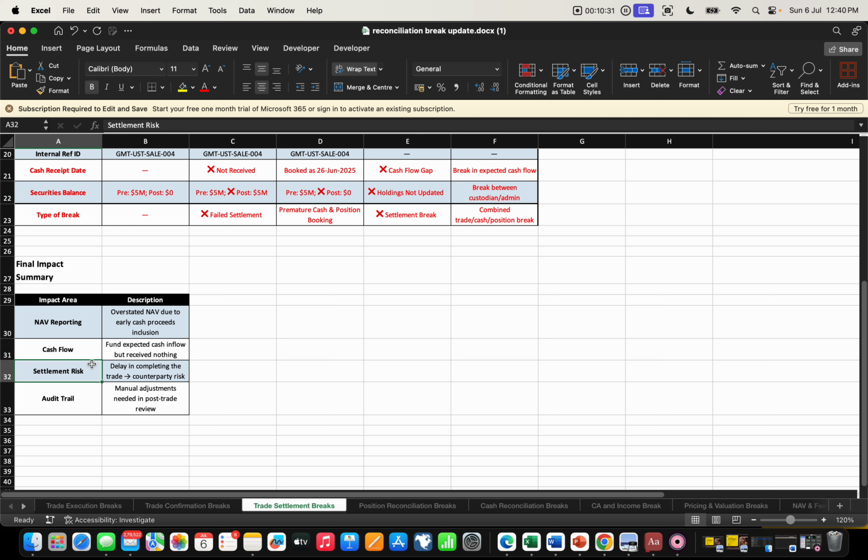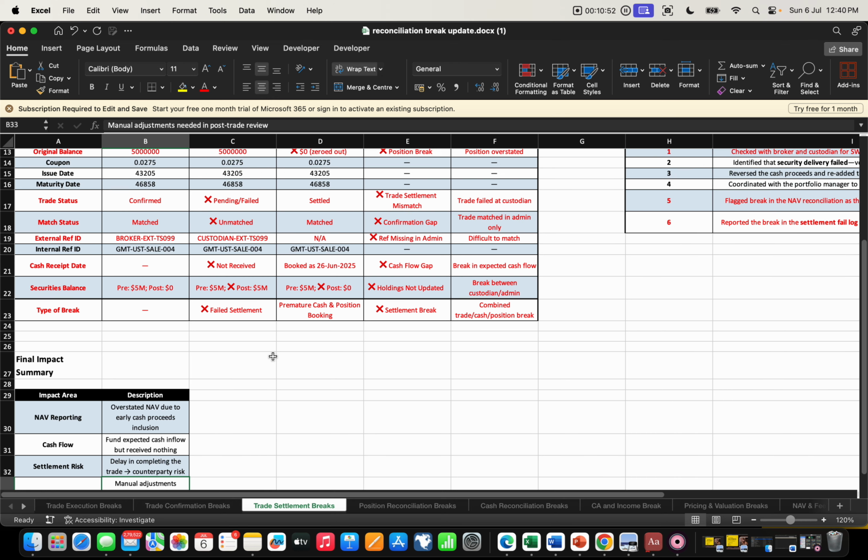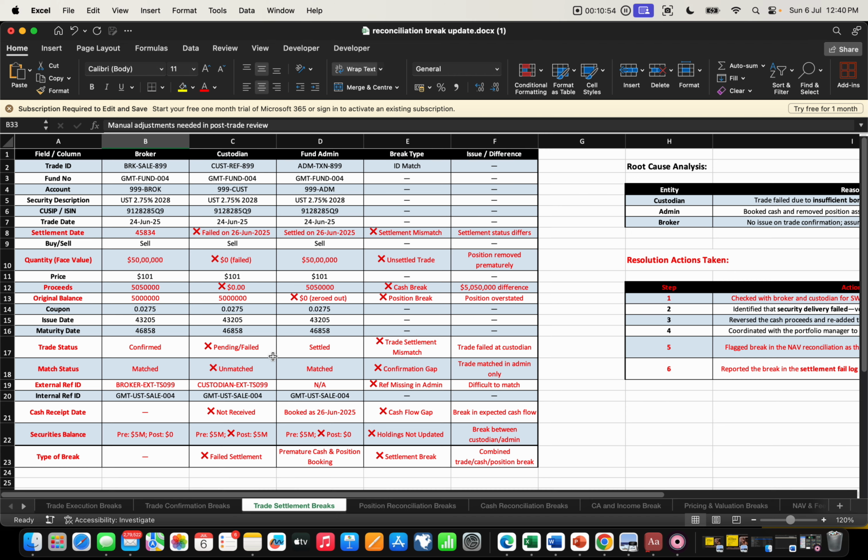However, settlement also carries risk, because delay in completing the trade or counterparty issues also affect settlement risk. And in some ways the audit trail also gets impacted, because manual adjustments are needed post trade to review everything. So the audit trail is affected if you do not process correctly on time. Audit people will also ask about it.